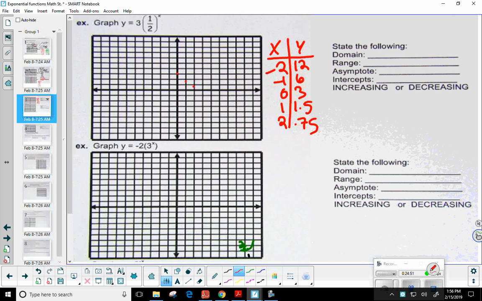Okay, so there is no vertical shift, so the asymptote remains where it is.